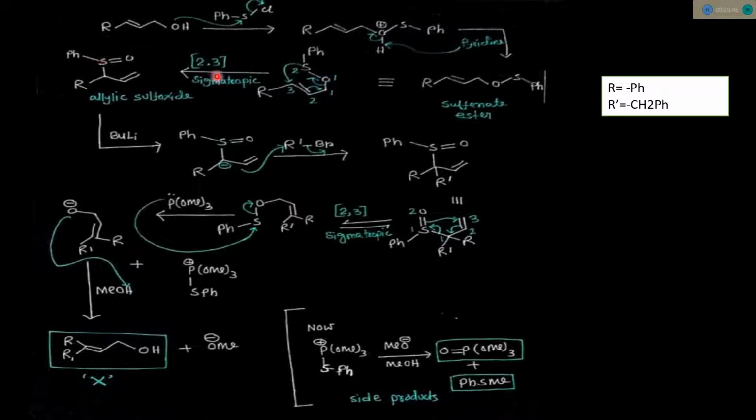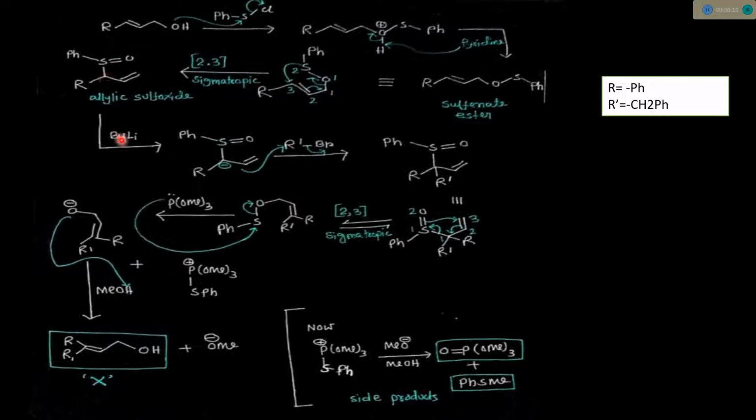Now the bond between sulfur and this carbon will form. This is the allylic sulfoxide. The sulfonate ester, after a 2,3-sigmatropic rearrangement, forms the allylic sulfoxide. We are using butyl lithium in the next step. The hydrogen on this carbon becomes more acidic because this is an allylic position, and also the S=O Ph group is an electron-withdrawing group, which makes this hydrogen more acidic.